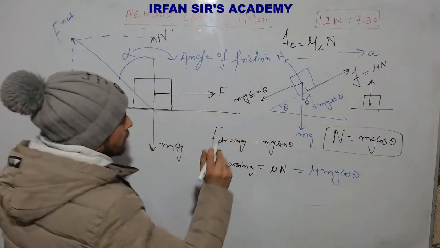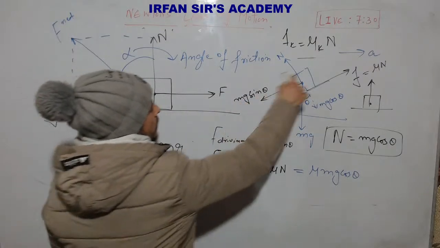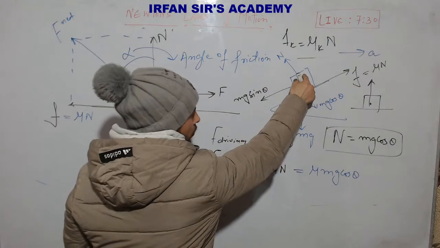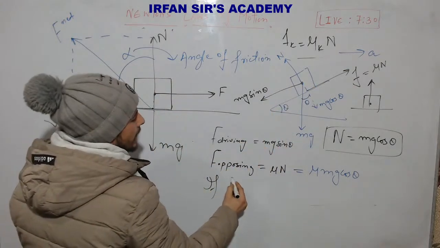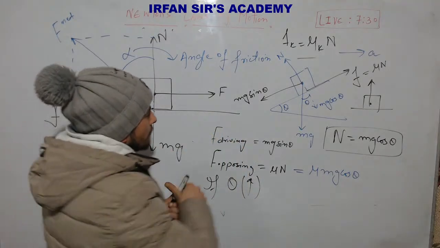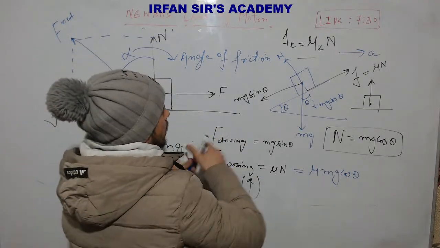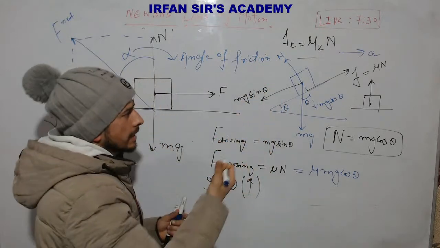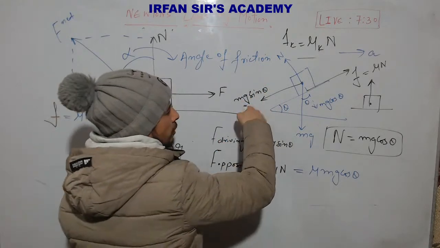I can also tell you, initially, if this is equal, then what will happen? It will not move. If theta increases, I have to explain another thing, that's angle of repose. If theta increases, what will happen? This mg sine theta will increase. Why? Theta increases, the value of sine theta increases.